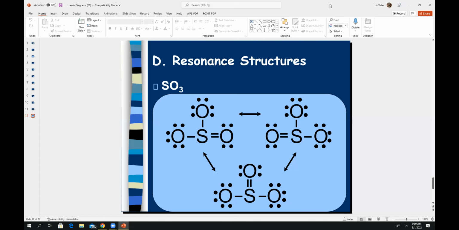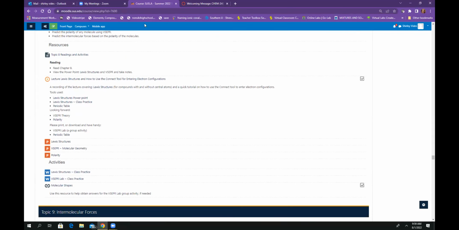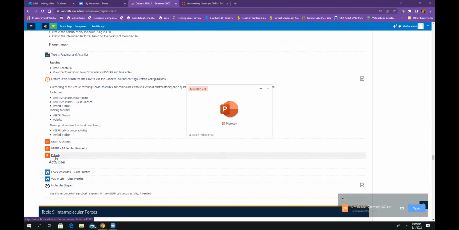We're going to stop there and we're going to go on to the next part. Now, that is Lewis structures. Now, from Lewis structures, you can tell 2 things. You can tell the molecular geometry and you can tell the polarity.